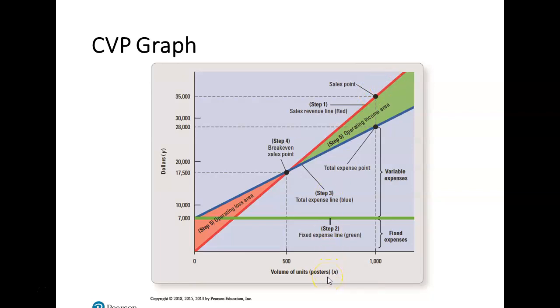What I have to say about this graph is this. What you want to know is how many units I need to produce to break even. And you know how to calculate that. How many units do I have to produce in order to break even in dollars? You know how to calculate that as well.